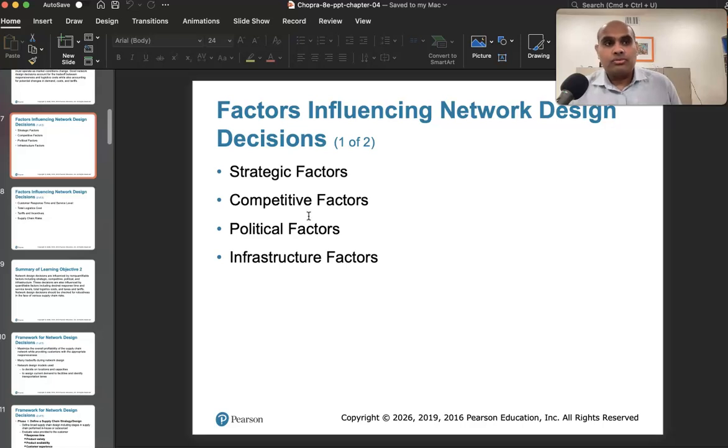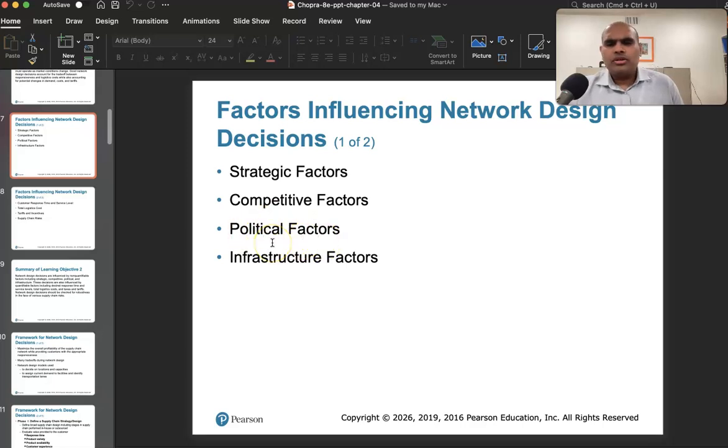And that was not true with Blockbuster. So when that happened, Blockbuster had to completely redesign its supply chain. And we know that they did not do a good job because, well, Blockbuster doesn't exist anymore, right? So competitive factors are a huge factor in network design.